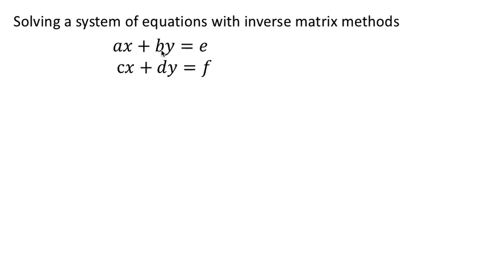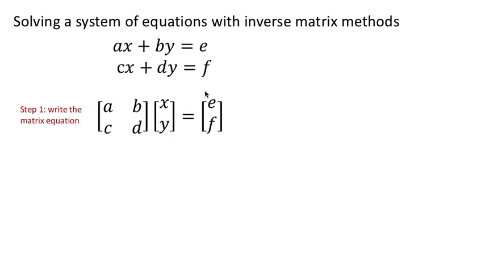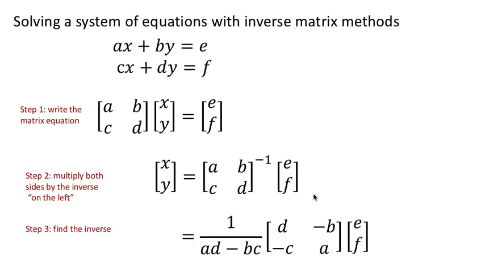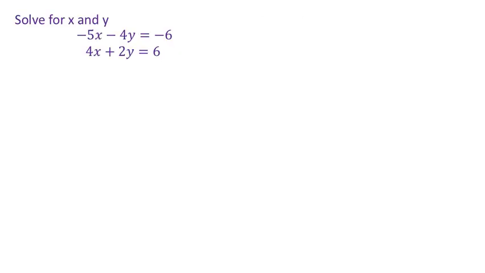If ax plus by equals e and cx plus dy equals f, we can rewrite that as a matrix equation. Then we've got this matrix here on the left. We take its inverse and we multiply it on the other side. Okay, then we find the inverse and we multiply out to solve it. I'll show you an example to show you how easy it is.